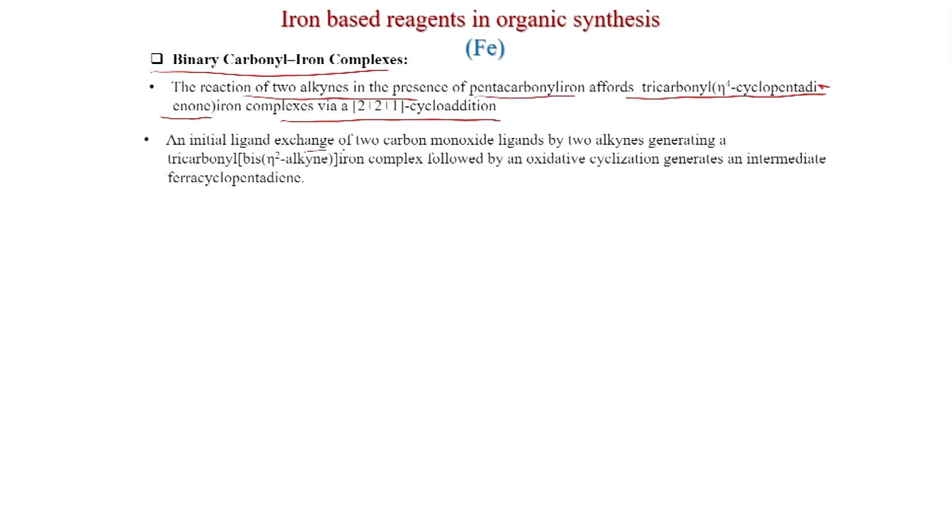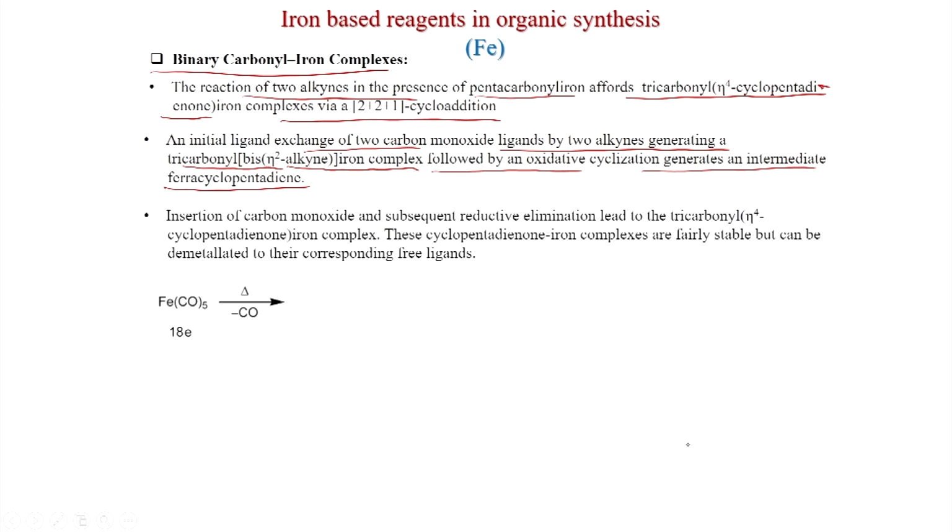An initial ligand exchange of 2 carbon monoxide ligands by 2 alkynes generating a tricarbonyl bis eta 2 alkyne iron complex, followed by an oxidative cyclization, generates an intermediate ferrocyclopentadiene. So, this is the reaction. If you see, this is the iron pentacarbonyl, 18 electron, and after heating 1 carbon monoxide eliminates, you get this 16 electron tetracarbonyl iron, and now the ligand exchange will happen.